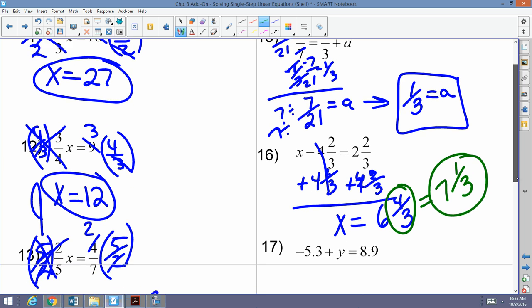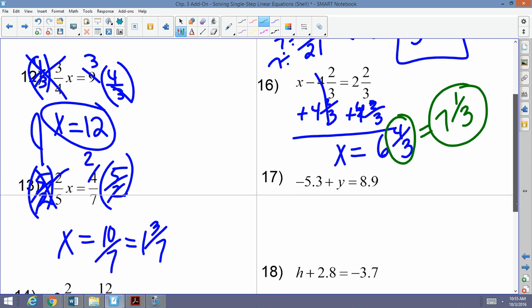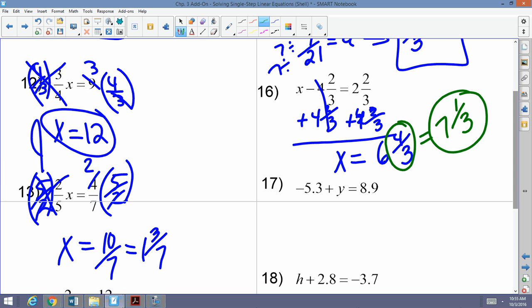Okay. For 17, I just threw in some decimals just because you're going to have decimals sometimes. How do I move over or get rid of or cancel out the -5.3? Yeah, you add 5.3. So y equals 14.2.